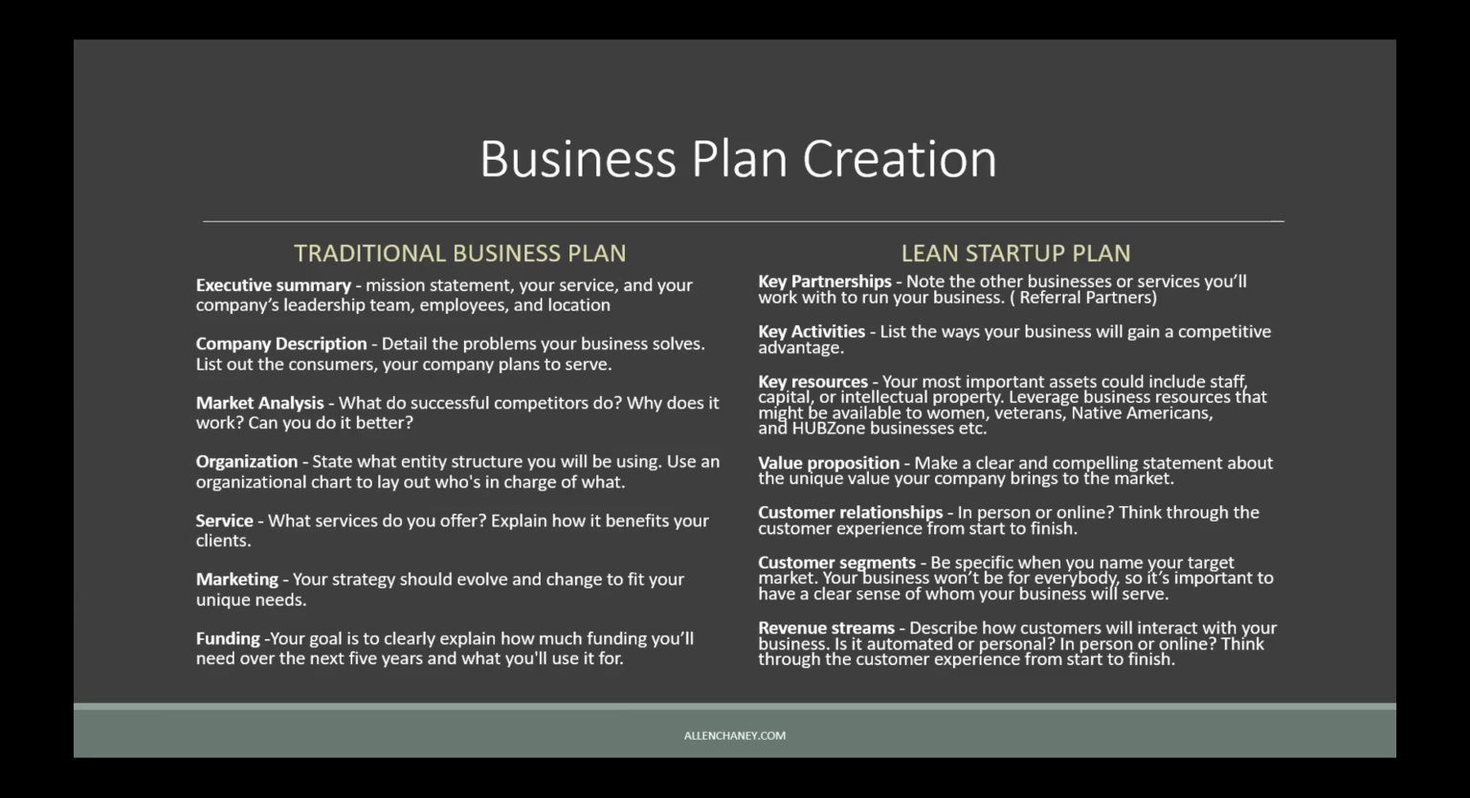And then funding: your goal is clearly explaining how much funding you need over the next 5 years and what you'll use it for. That's really important. If you're going to use a business plan to get funding, traditionally from a bank or the SBA, you definitely have to be itemized. They want to know where every penny is going. You don't just want to say, "Oh, I need 50,000." Okay, what are you going to use it for? You know what I'm saying? So make sure you're really clear about that.